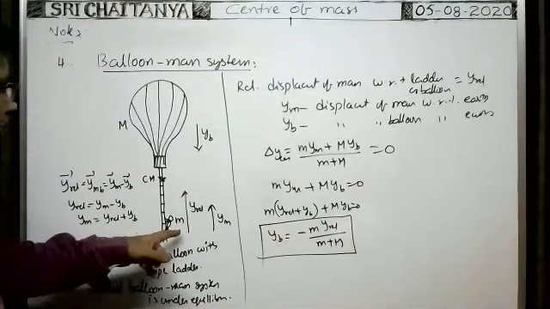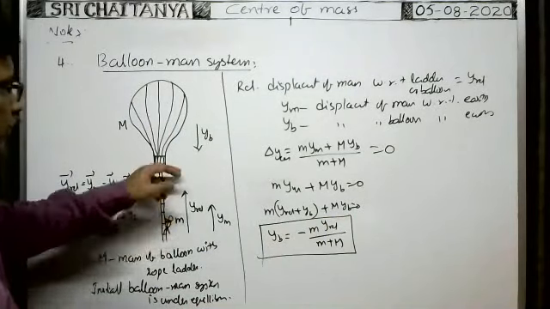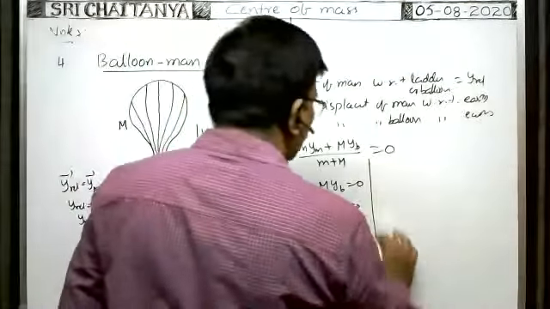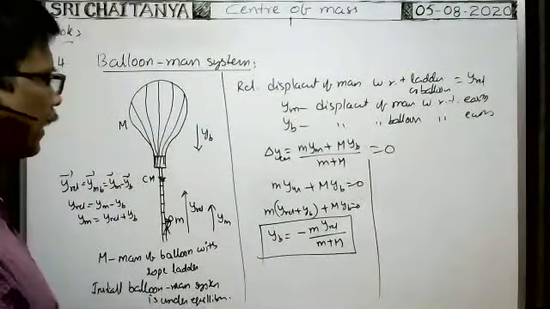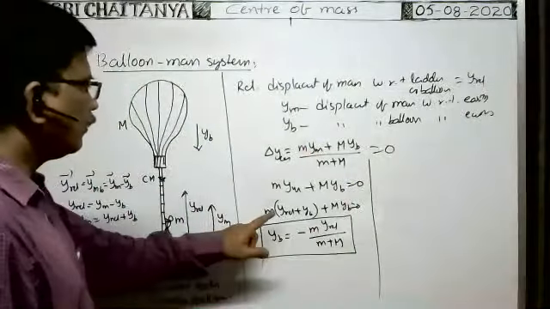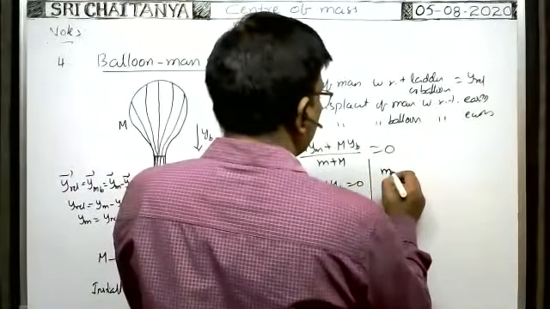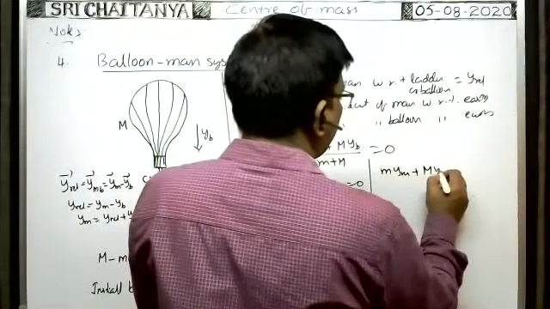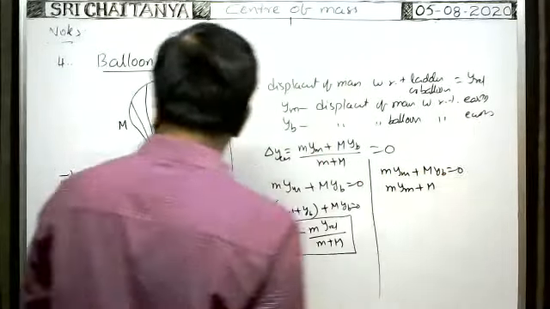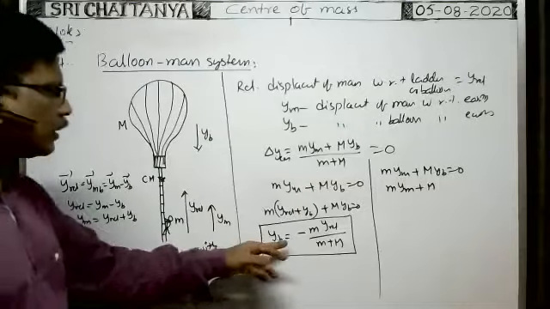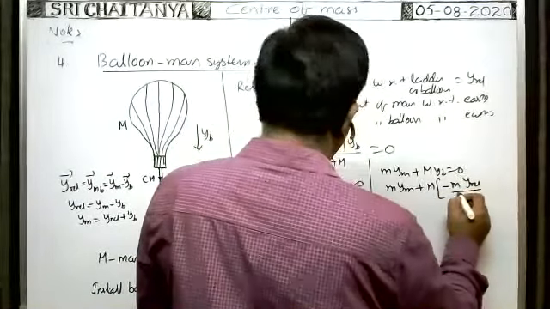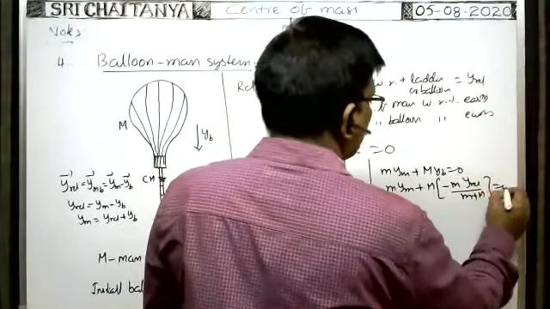Already I said y relative is taken upwards, that is the reference direction, but we got a minus sign. yB minus sign means the balloon comes down through a distance. Similarly, what is the displacement of the man? We have to find yM from the same formula: m yM plus capital M yB is equal to 0. Substituting yB, we got minus m into y relative by capital M plus small m.